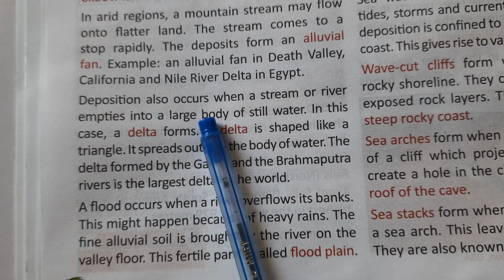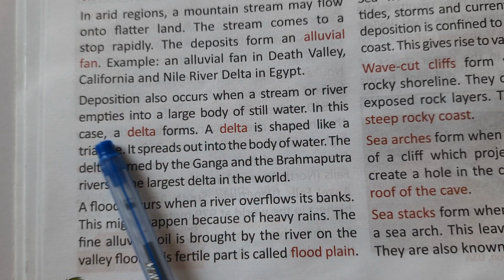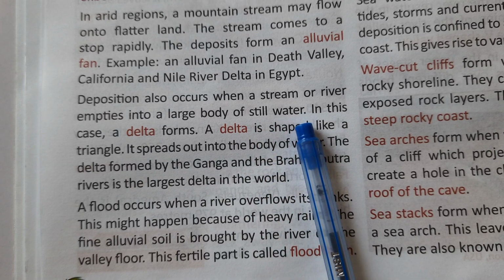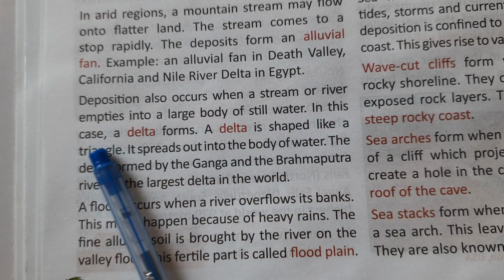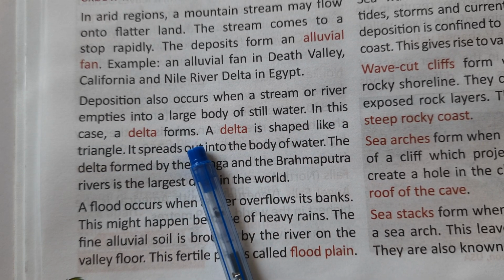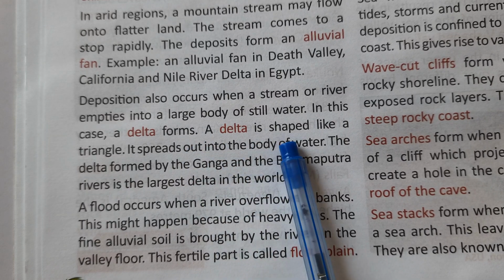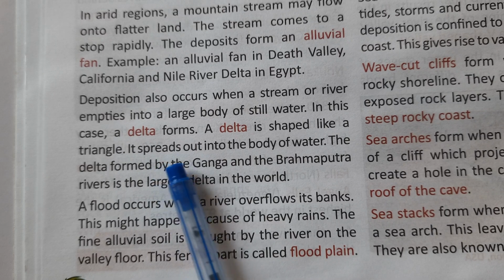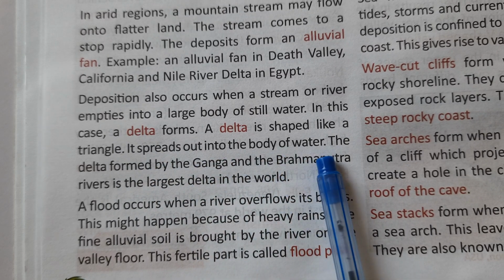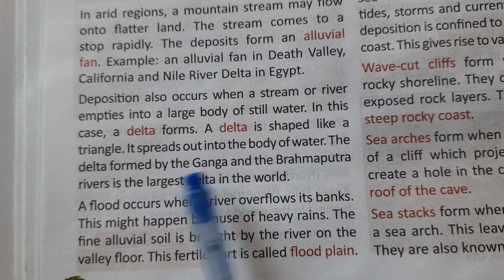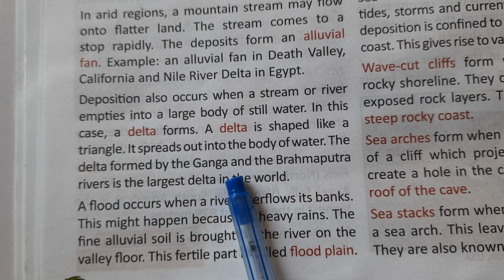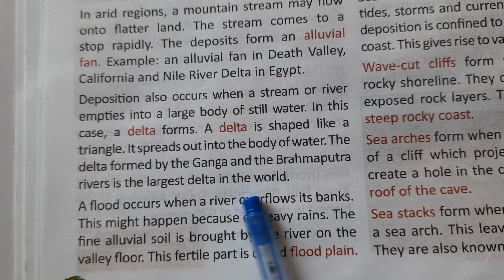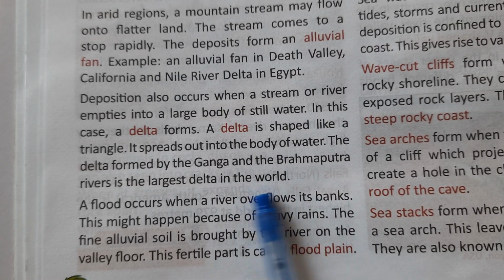Deposition also occurs when a stream or river empties into a large body of still water. In this case, a delta forms. A delta is shaped like a triangle. It spreads out into the body of water. The delta found by the Ganga and the Brahmaputra rivers is the largest delta in the world.